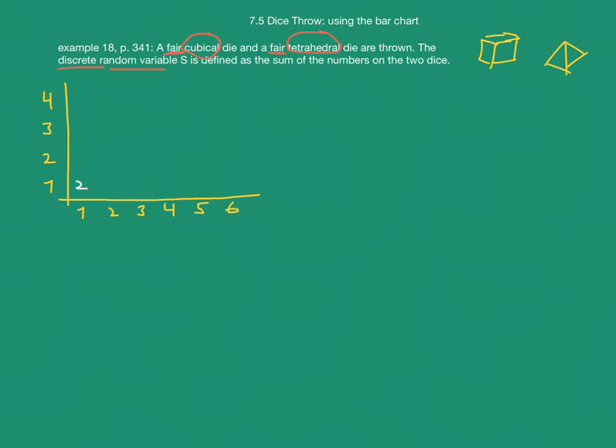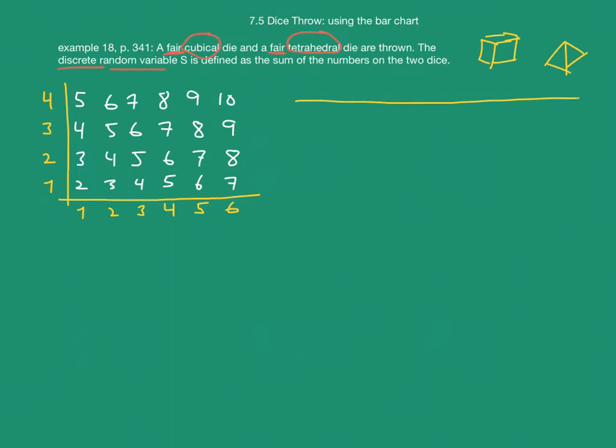I mean, we're talking about sums of numbers here. It's not always sums, but in this case it is. So we'll just get all the numbers in like that. And that's our sample space diagram. And the first thing we're asked to do is to create a table of values. So these are the possible values that this variable S can take.